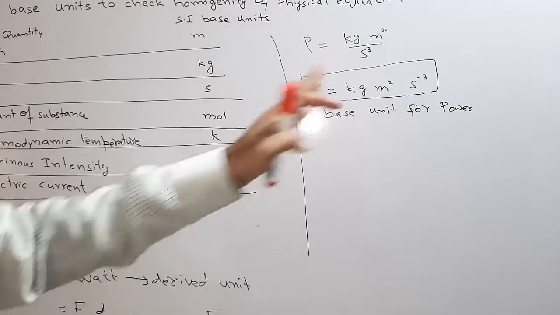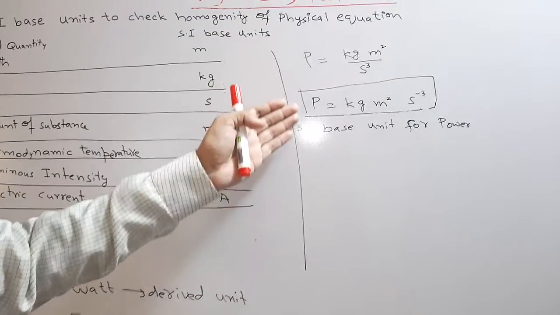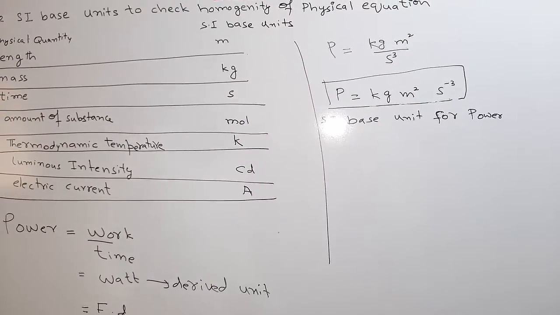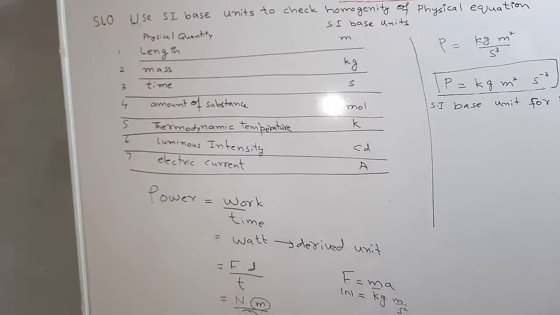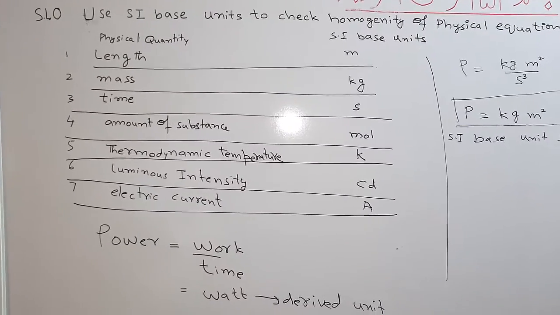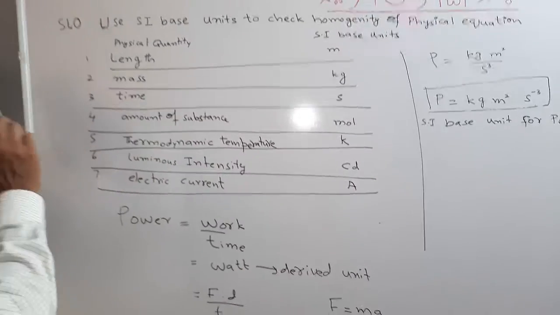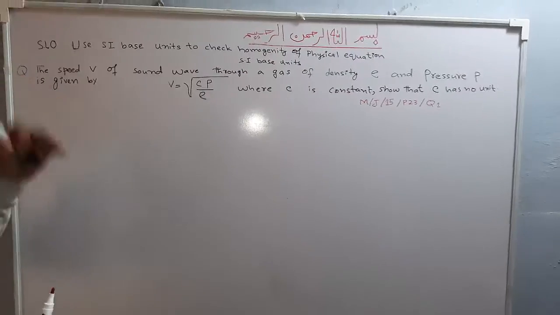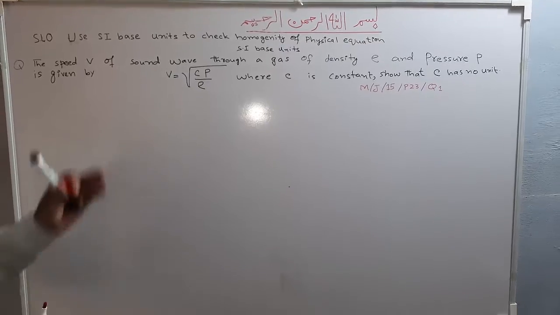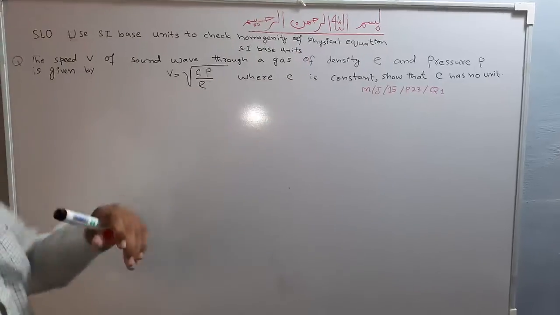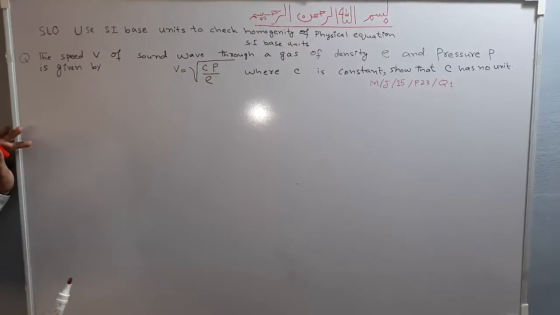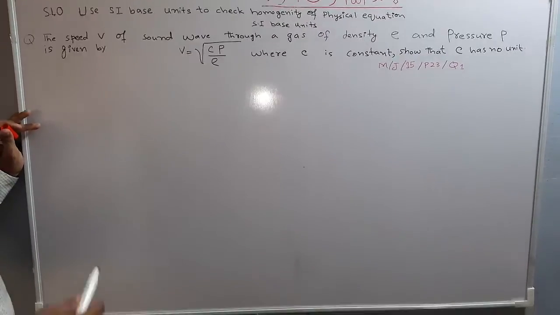Now, we have discussed all these things in detail in the second lecture. Now come to this SLO, how we attempt it after having this knowledge. And now take the screenshot, those who need. Dear students, here we have the question related to the SLO, that is use SI base units to check the homogeneity of the physical equation.